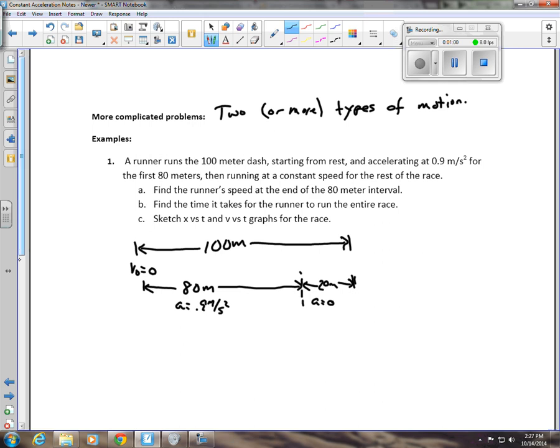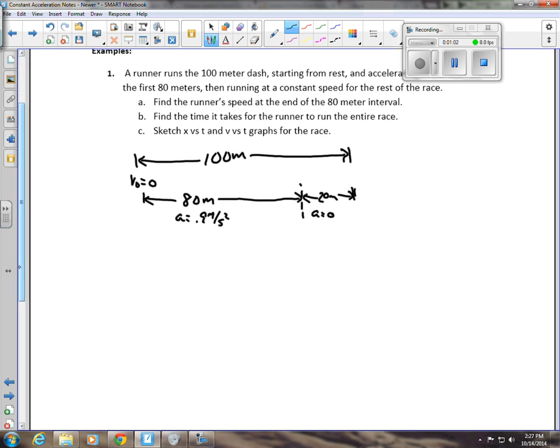Now, I have to split it up into the accelerating part and the constant speed part. So for the accelerating part, my givens are v0 is 0, delta x is 80 meters, and the acceleration is 0.9 meters per second squared, and then I can use that to find the v and the t, right? How long it takes to cover the 80 meters, and its velocity right here at the end of the 80 meters. I'm going to start with the velocity.